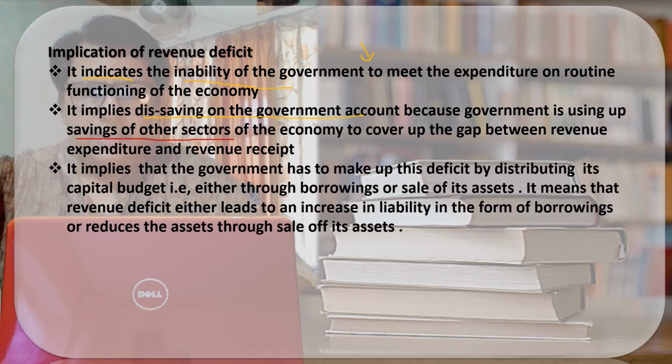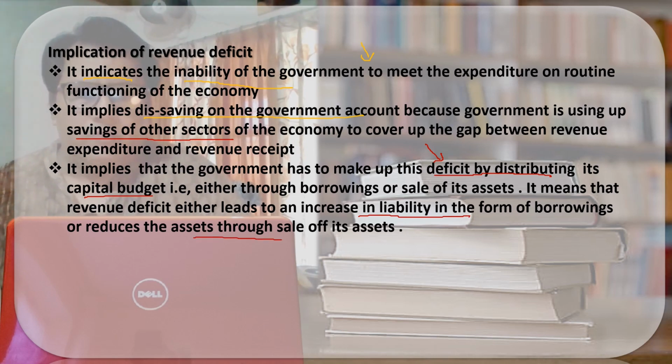Next, it implies that the government has to make up this deficit by disinvesting its capital budget. The revenue deficit implies that just to meet the revenue deficit, the government has to arrange the money by the sale of assets, or it has to borrow the money. When the government sells assets or borrows money, what does it mean? It leads to an increase in liability, or a reduction in the assets of the government.